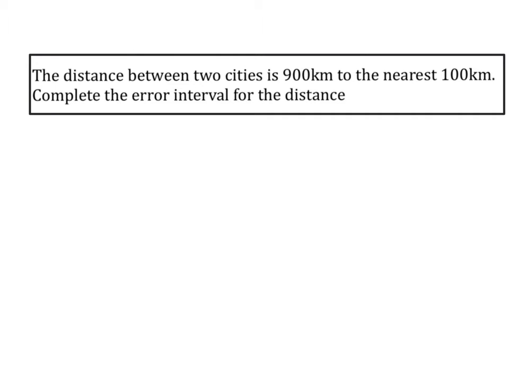The distance between two cities is 900 kilometres to the nearest 100 kilometres. Complete the error interval for the distance. So I know it's 900 kilometres. The first thing I'm going to look at is what it's been rounded to, and it's to the nearest 100.